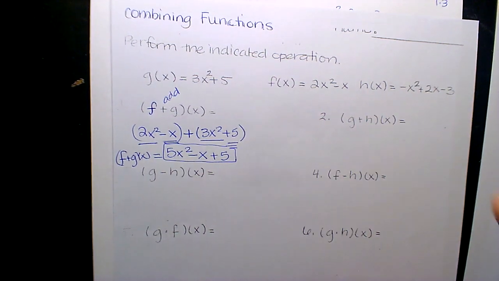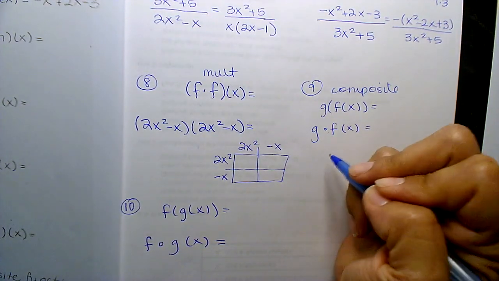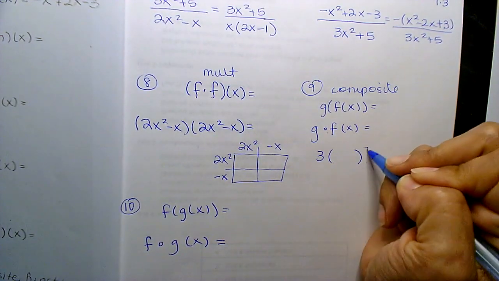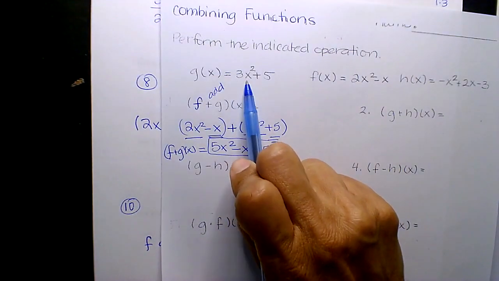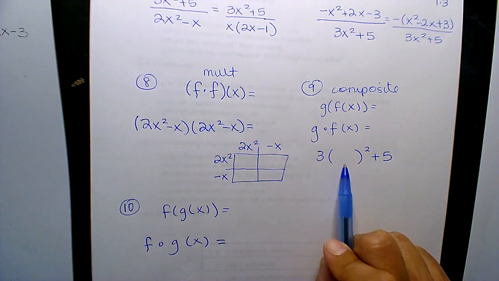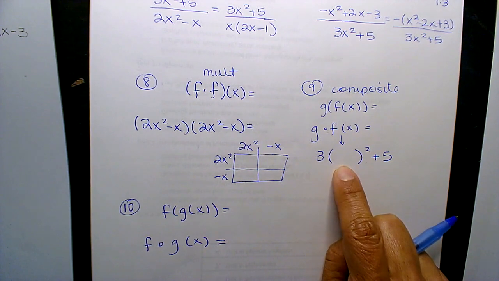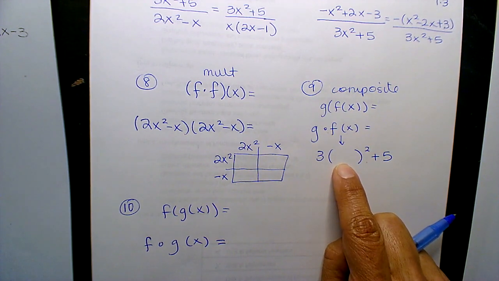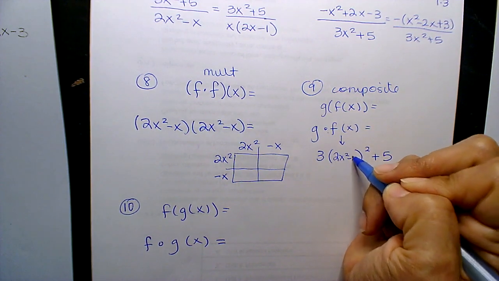Okay, so here then, g of f of x, you take the g function, 3x squared plus 5, 3x squared plus 5. Instead of x, there's my placeholder, I'm substituting the f in here. So you're going to put the 2x squared minus x there, right? And now you have to clean it up.